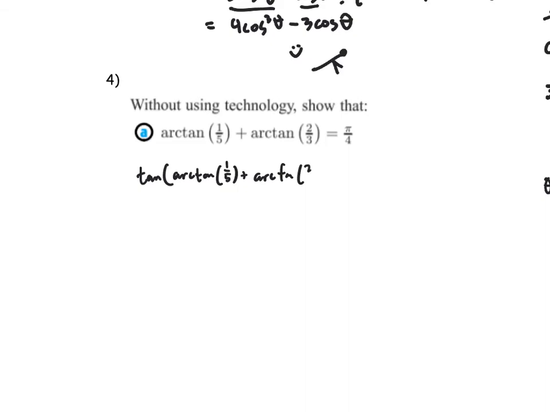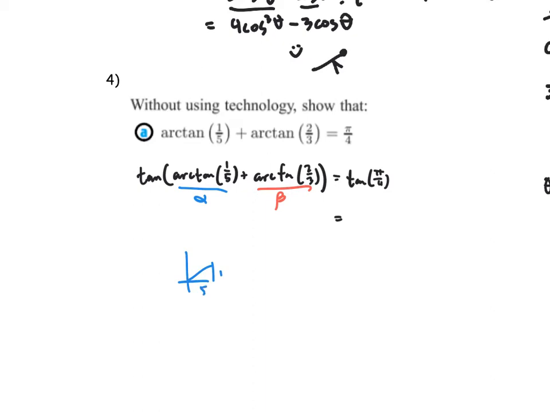arctan 2/3, tangent pi over 4. Okay, so let's call this, I don't care, alpha. Let's call this, oh wow, beta. Try that again. Okay, so those are angles. Since both of these tangent values are positive and they're supposed to equal pi over 4, they must be acute. So let's put them in quadrant 1.